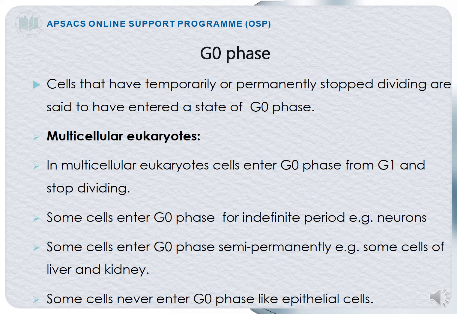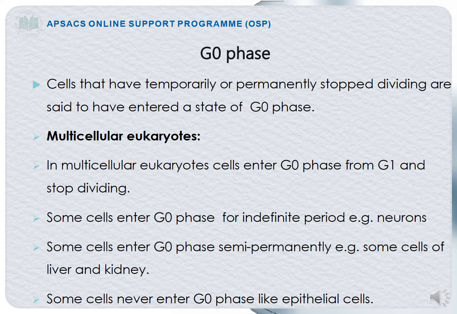An indefinite period of time means we don't know by which time it will enter into the G1 phase for further division. Then some cells enter into the G0 phase semi-permanently, for example some cells of the liver and the kidney. Liver and kidney cells enter semi-permanently into the G0 phase because a time is reached that they do not need any kind of division. The cells are not divided, so they enter into the G0 phase.